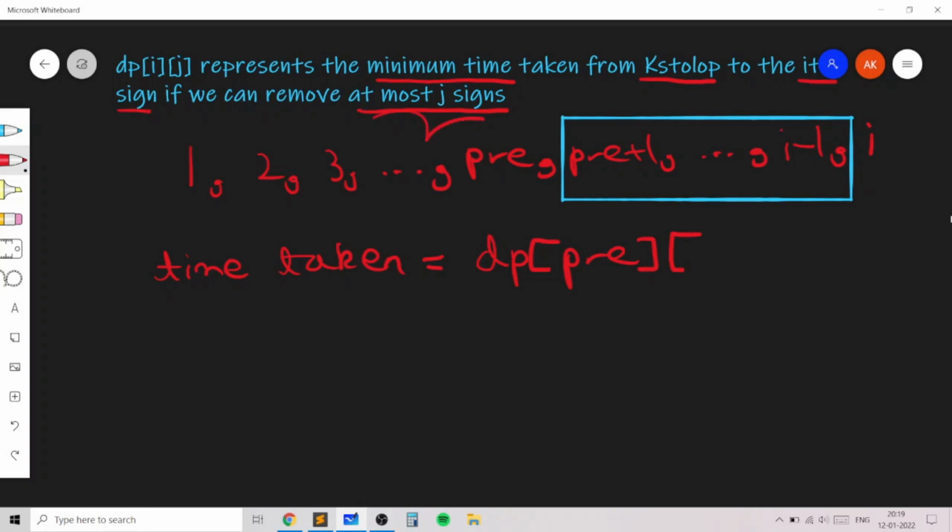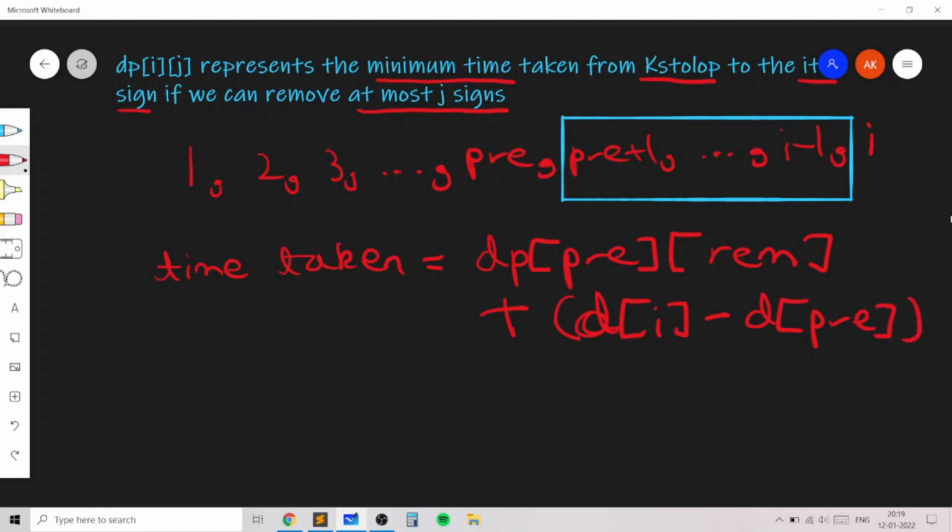of removals, and the remaining number of removals is basically given by a number. So let's say that number is rem, dp pre rem, plus the time taken to go from pre to I, and that's basically given by the distance between pre and I. So what is the distance between pre and I? That's given by d of I minus d of pre, and you multiply the distance by the speed. The speed is basically a of pre.